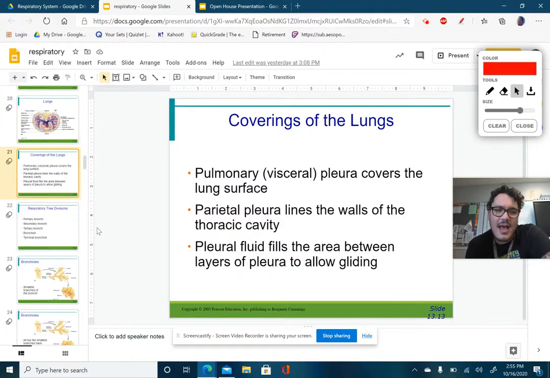Coverings of the lungs, I'm just going to verbally talk about this. Many major organs have a covering. So knowing that they have this covering, that's all you really need to know. The coverings are there to help reduce, more often than not, friction so that if anything rubs up against it, it's not going to generate unnecessary levels of heat.